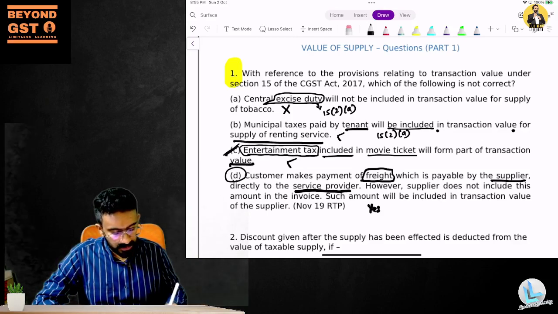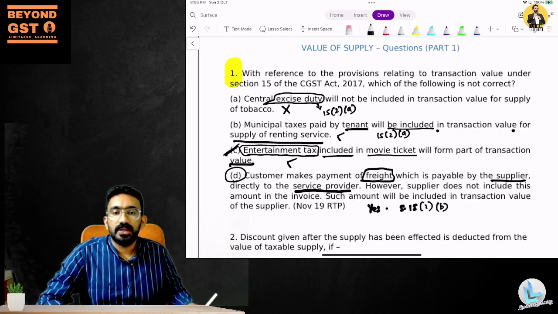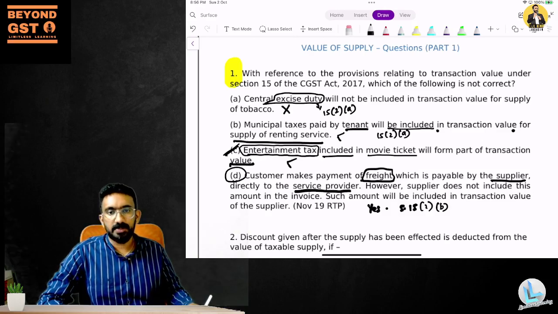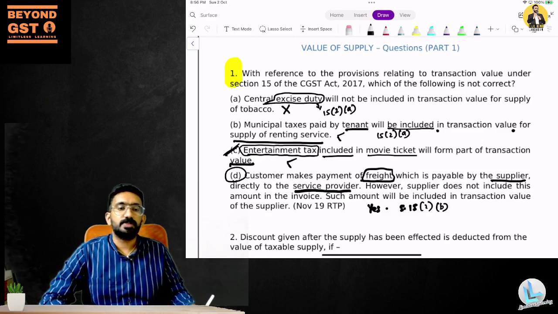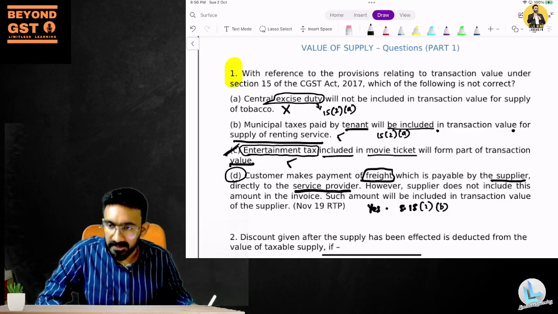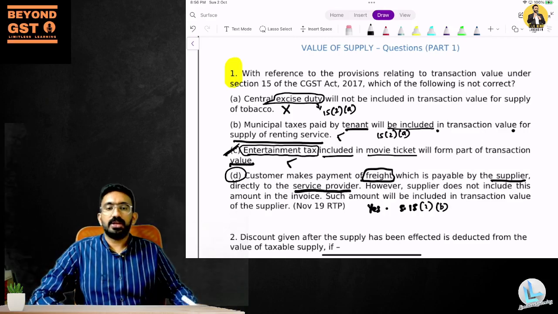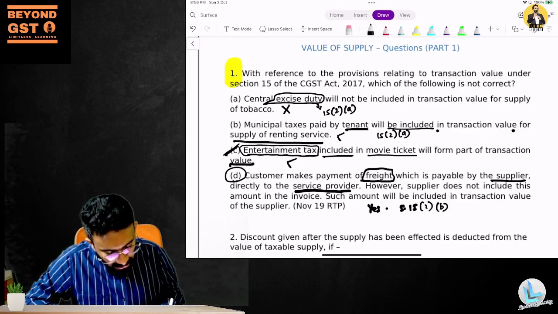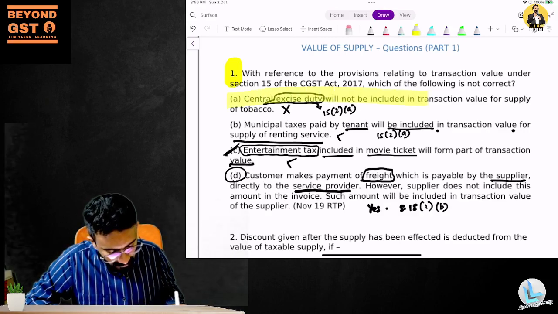Yes, this is what is section 15 subsection 2 clause B. Direct third party payment by recipient. The customer is the recipient, makes payment of freight, which is payable by supplier, directly to the service provider, and it is not included in value, we should include it in the value. So which is the option which is not correct? It is option A. That is the correct answer.